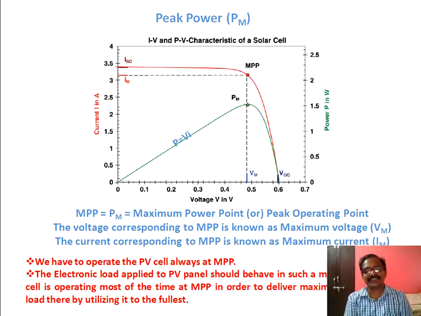But in case of a PV characteristics, voltage is on the x-axis alone, but power is on the y axis. Power is nothing but voltage into current. P is equal to V into I. I have to multiply V into I.